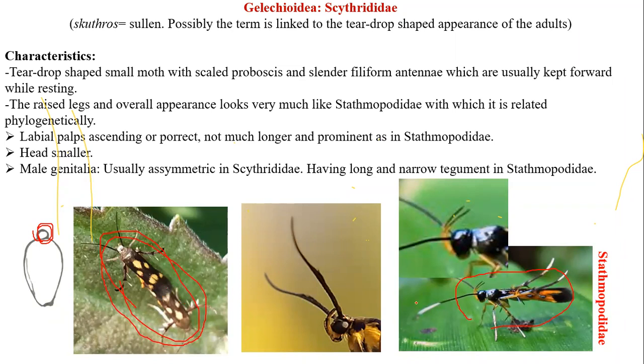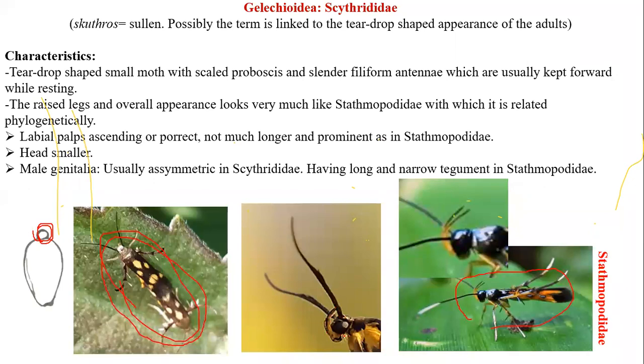Well, now you are seeing that the second moth I am showing here belongs to family Stathmopodidae, while this one belongs to family Schistodidae. Now the question is how to differentiate Schistodidae from Stathmopodidae, because we are seeing that both family members can show elevated legs and somewhat similar patterns and somewhat similar resting posture. Now we can differentiate these two families based on their characteristic labial palps.